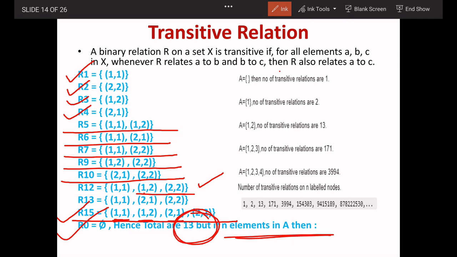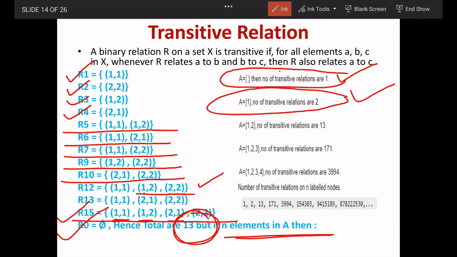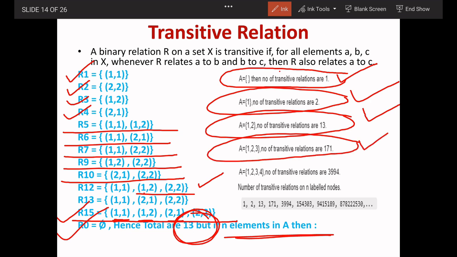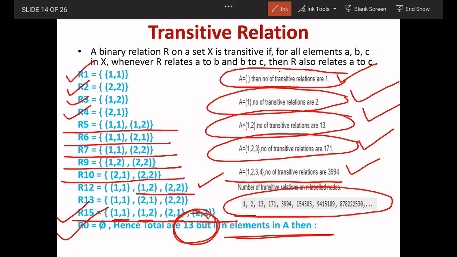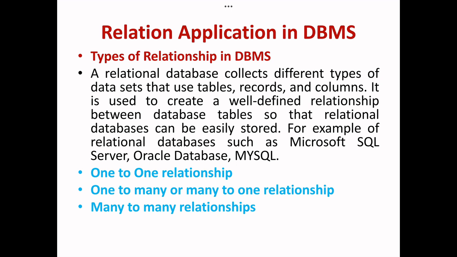Okay, so there is no such formula, so I have written something. If there is no element, then the total number of transitive relations is 1. If there is one element, the total number of transitive relations is 2. If there are 2 elements in my A, then total transitive relations is 13. If there are 3 elements in my A, then total transitive relations is 171. And for 4 it is 3994, and this is my series: 1, 2, 13, 171, 3994, 154303, 19415189, and so on. Okay, so these are all the transitive relations.